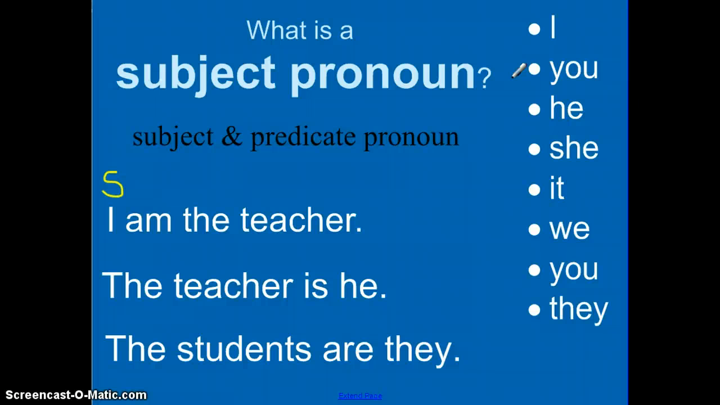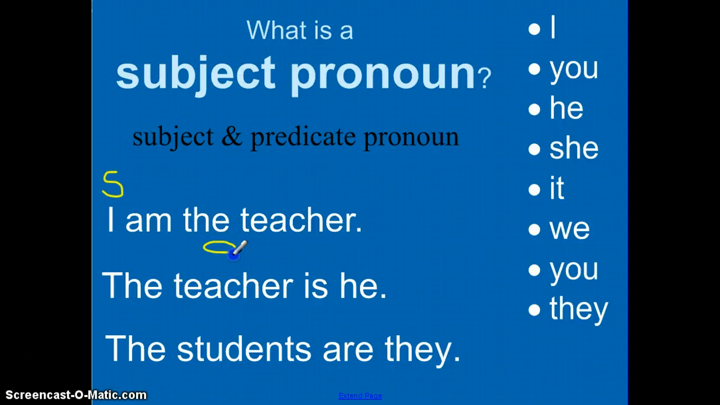This gets a little bit more complicated a little bit later on when we talk about compounds, when we're talking about two people. Do I say I or me? But for right now, what you need to understand is that I am the subject of the sentence, and so when I replace a subject in a sentence with a pronoun, I have to use the word I. Down here, the sentence, the teacher is he.